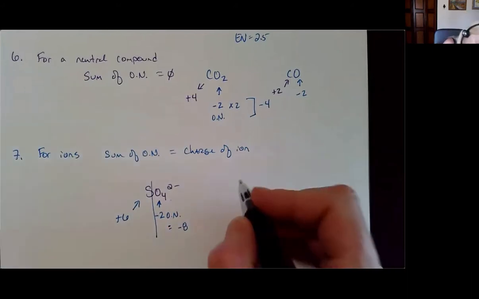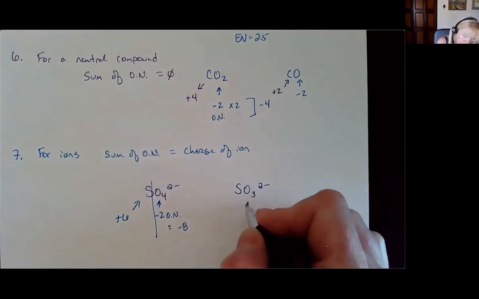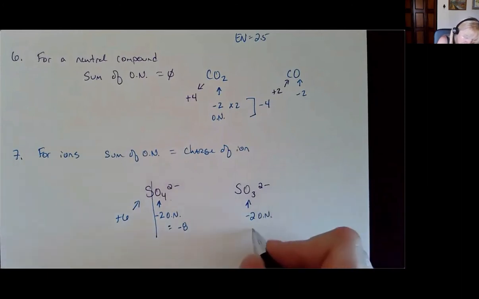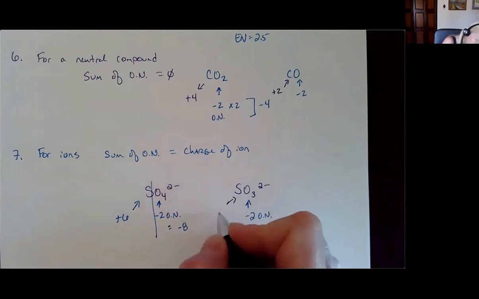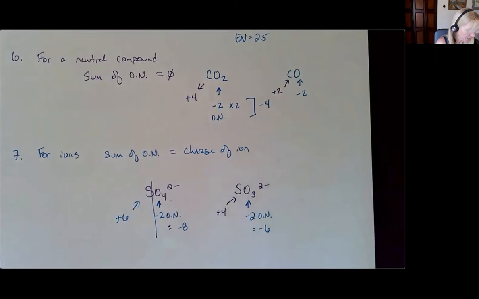If I look at SO3 2-, the sulfite polyatomic ion, it has the same charge, but now I only have 3 oxygens. Each one of these oxygens is going to have a -2. That's going to give me a -6. So sulfur in this case is going to have a +4. So those are our rules for assigning oxidation numbers. It's probably going to help you a lot to keep those in mind as we go through these redox reactions. So the first step is realizing that you have a redox reaction.